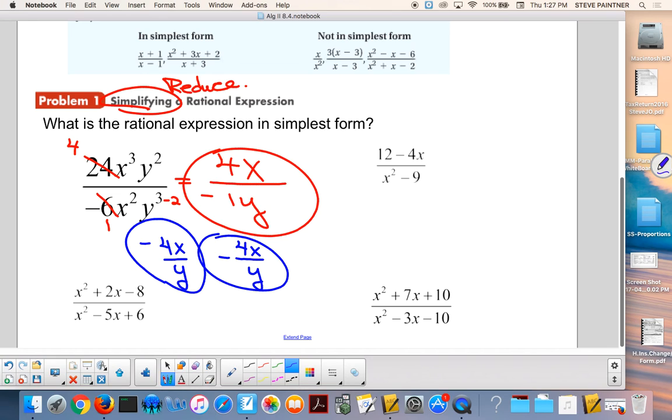Monomial, pretty easy. Here we go. Now the binomials show up. You can't cancel unless they're dead on the same thing. Does this look identical to this? No. Factor. Then cancel. Go. You don't get much time.